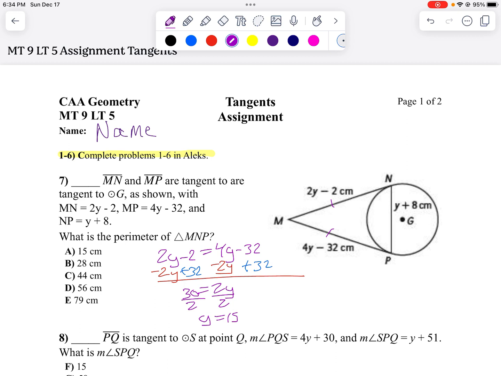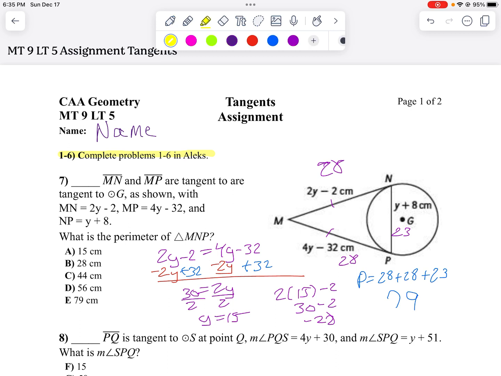Y is 15. So MN is going to be 2 times 15 minus 2, or 30 minus 2, which is 28. So I know MN is 28, and I know MP is 28. And then since y is 15, 15 plus 8 is 23. So the perimeter of my triangle is going to be 28 plus 28 plus 23. Well, I know 28 plus 28 is 56. 56 plus 23 gives me 79. Notice that is one of our choices.